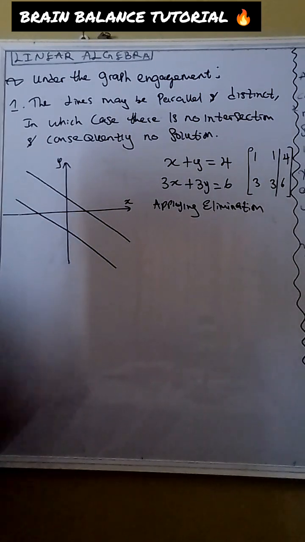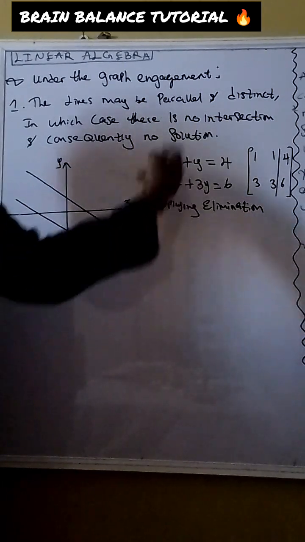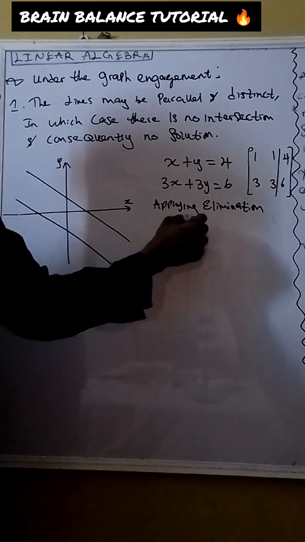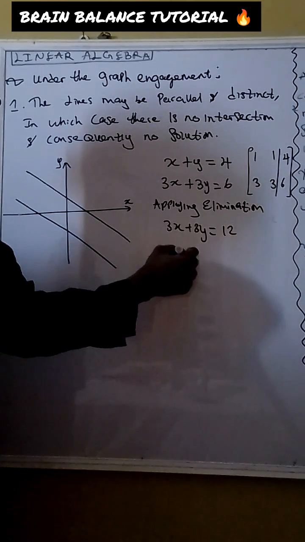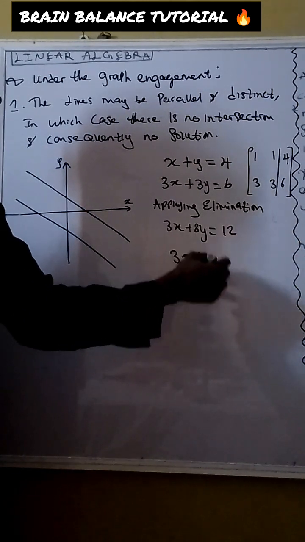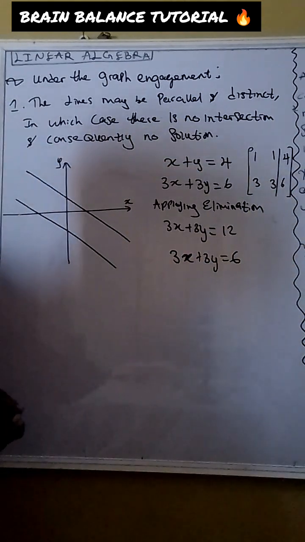If you look at this kind of equation, we want to solve it now. If you apply the elimination method to it, you have this as 3x plus 3y equals 12, and this one you have 3x plus 3y equals 6. So this is just like the augmented matrix aspect.